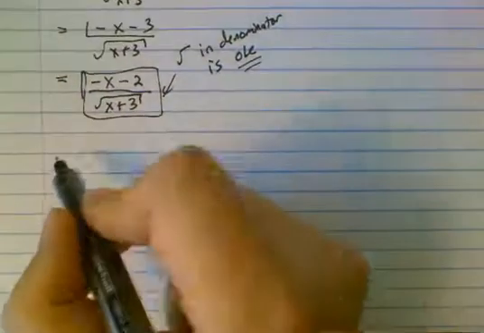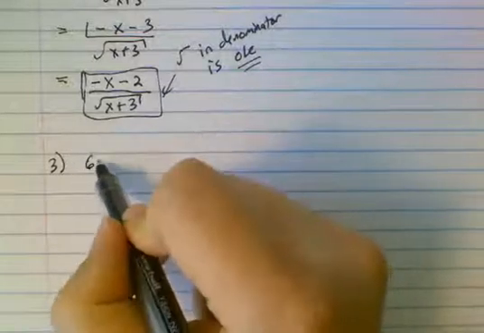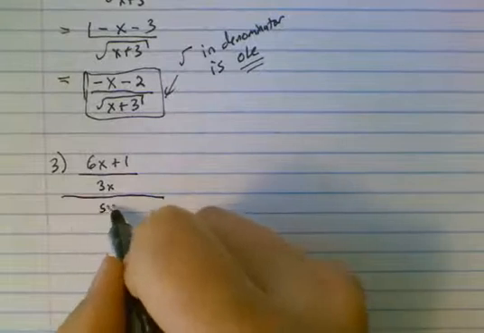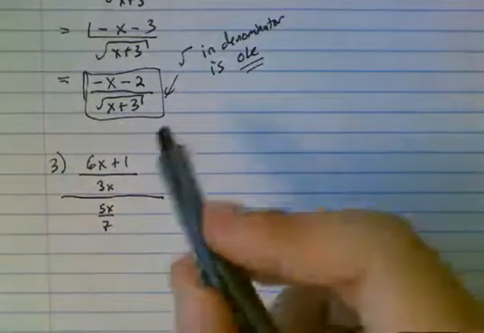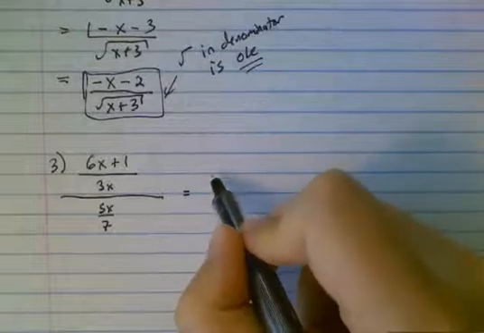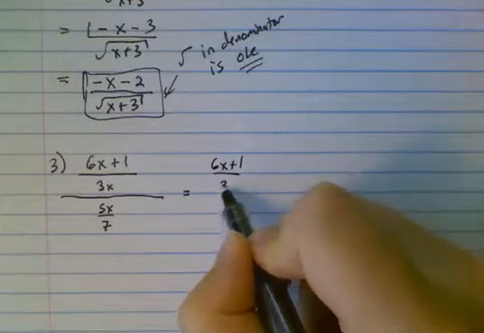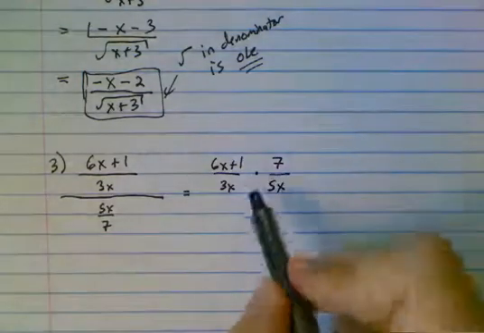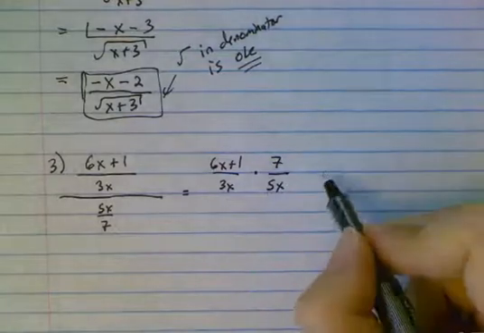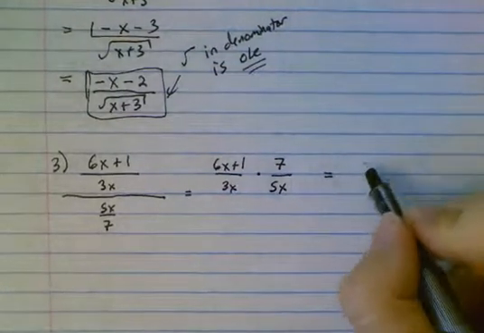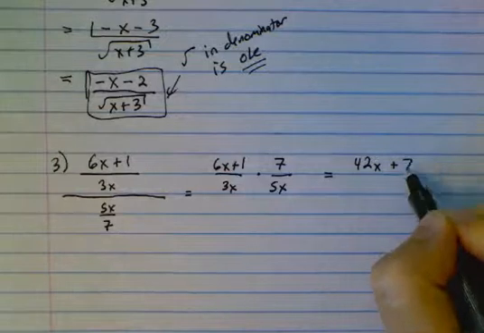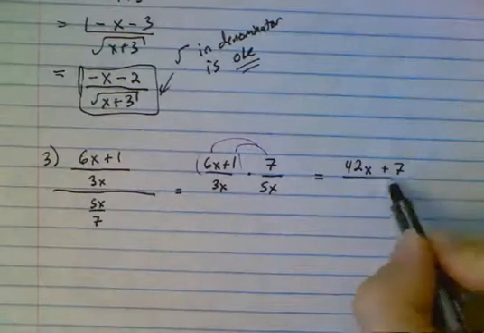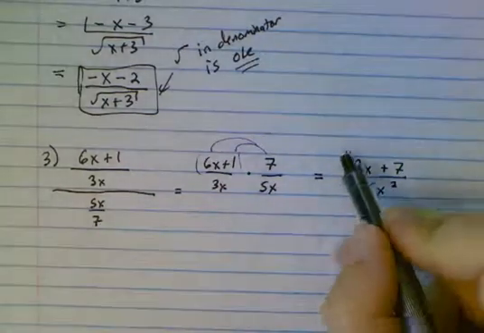We want to do similar simplifications when there's division. So let's say we start with 6x plus 1 over 3x, divided by 5x over 7. Remember, dividing by a fraction is the same as multiplying by the reciprocal. So this is 6x plus 1 over 3x times 7 over 5x. If we multiply the numerator, multiply the denominator, 6 times 7 is 42x plus 1 times 7. 3x times 5x, 15x squared.